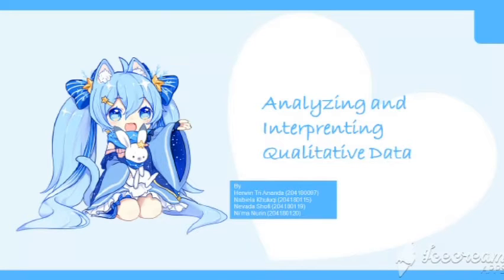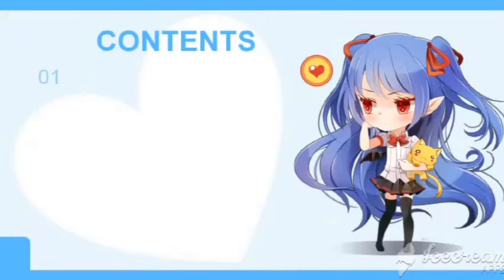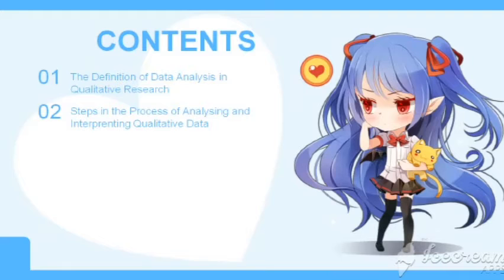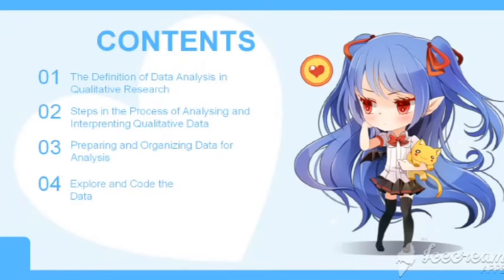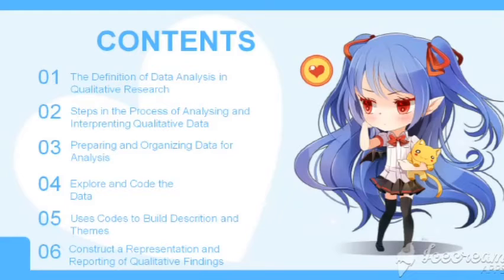We will present about analyzing and interpreting qualitative data. There are some points that we will discuss in this video presentation. The first point is the definition of data analysis in qualitative research. The second point talks about steps in the process of analyzing and interpreting qualitative data. The third point is preparing and organizing data for analysis. The fourth point is about exploring and coding the data. The fifth point talks about using codes to build descriptions and themes. And the last point is about constructing a representation and reporting of qualitative findings.